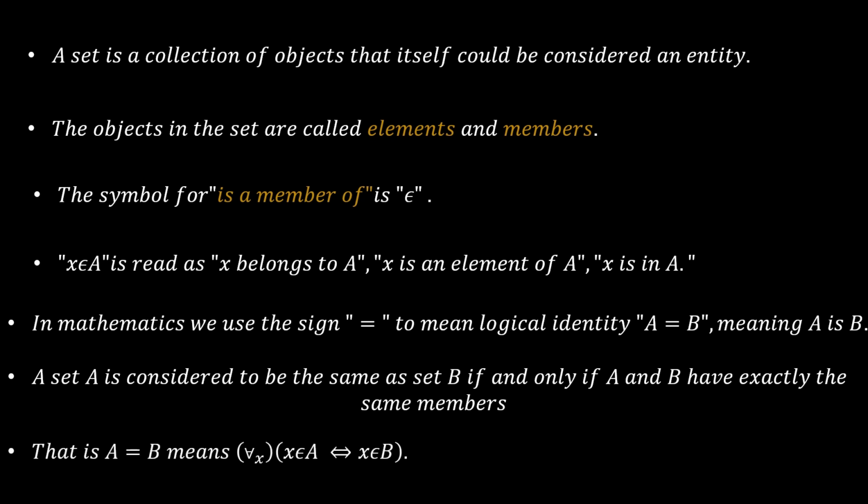So saying that A equals B means, using what we covered in lesson 1, this universal quantifier, that for all x's, this is what this sign means, for all x's, if x is a member of A, then x is also a member of B. And if we're to use the double-ended arrow, we would say for all x's, x is a member of A if and only if x is a member of B.